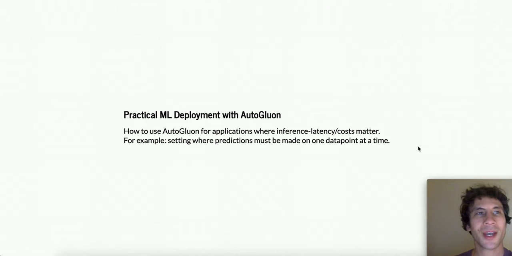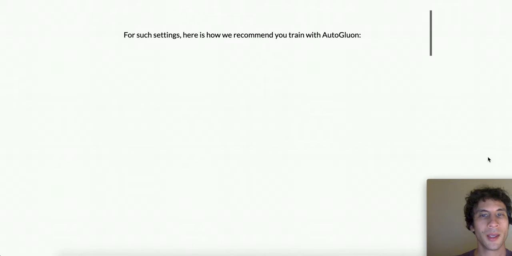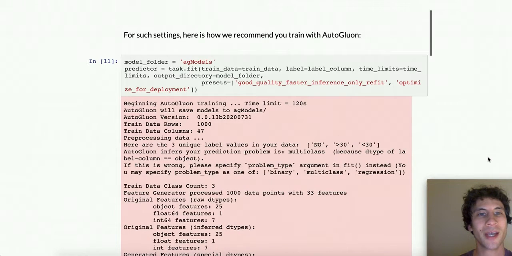Next, we're just going to talk about how you should actually use AutoGluon for ML deployment if you choose to pursue this in your own applications. Here we're focusing primarily on applications where inference latency or costs matter. For example, these are often settings where you're making predictions one data point at a time. For these types of settings, here's how we recommend you train AutoGluon.